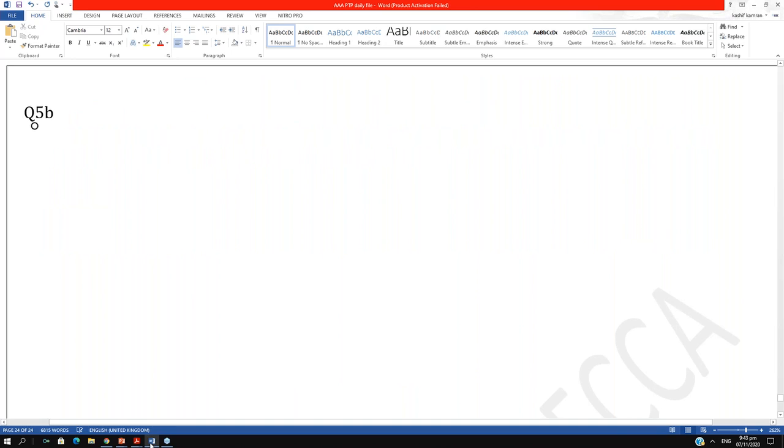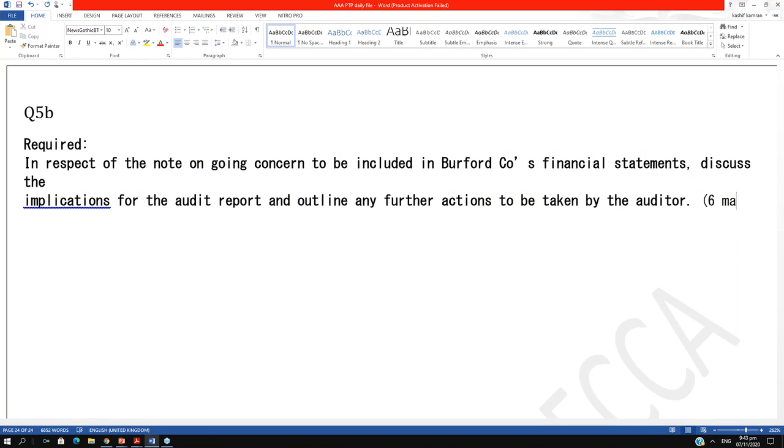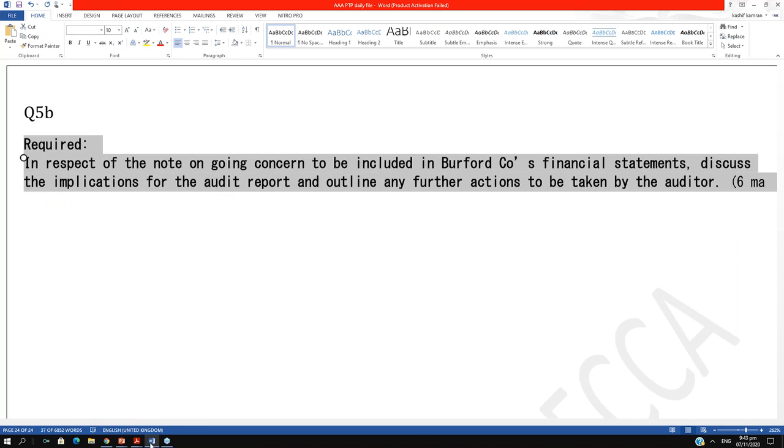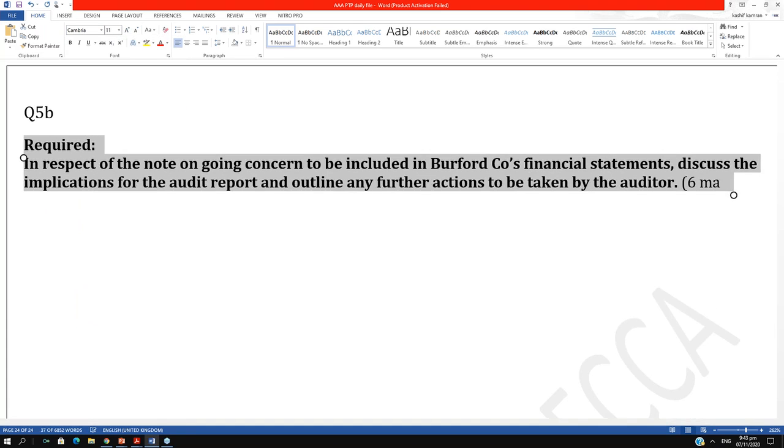Okay, let's look at the B part requirement on your screen now. I just copied the requirement. Second requirement: in respect of the note to be included in the Burford Company's financial statement, discuss the implication for the audit report. Do you believe this is the first requirement, discuss the implication for the audit report? And the second requirement is outline any further actions to be taken by the auditor. I'm using different colors to break the requirement, and I hope you all agree these are two different requirements.